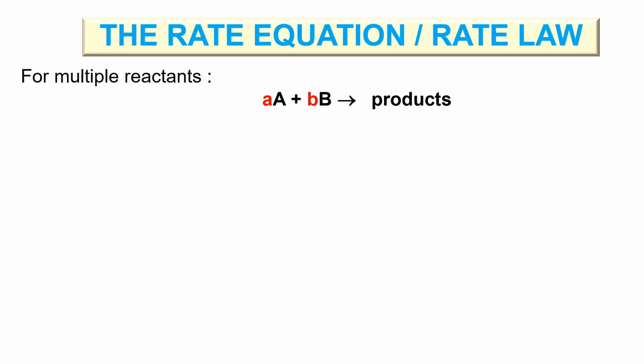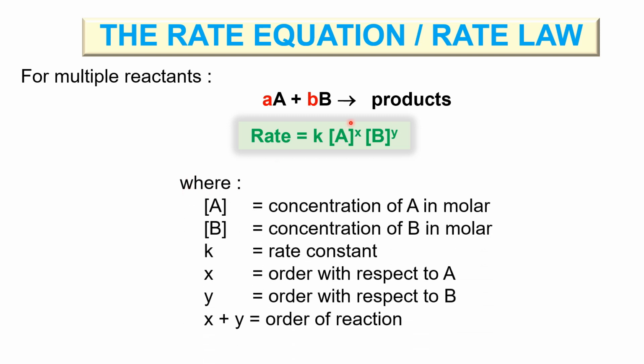If you have multiple reactants, for example, A plus B produce product, the rate equation is rate equal to K times concentration of A to the power of X times concentration of B to the power of Y, where concentration of A is concentration of A in molar, concentration of B is concentration of B in molar, K is rate constant, X is order with respect to A, Y is the order with respect to B, X plus Y is the order of reaction.